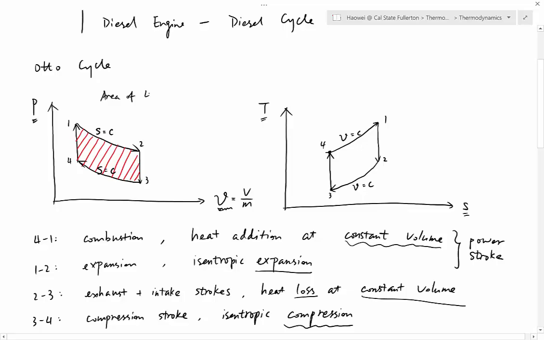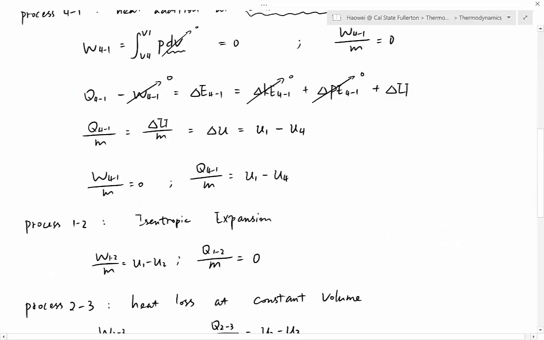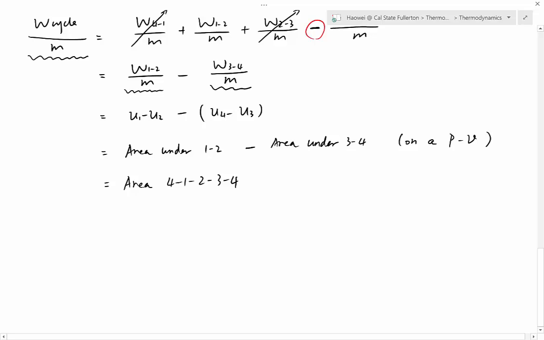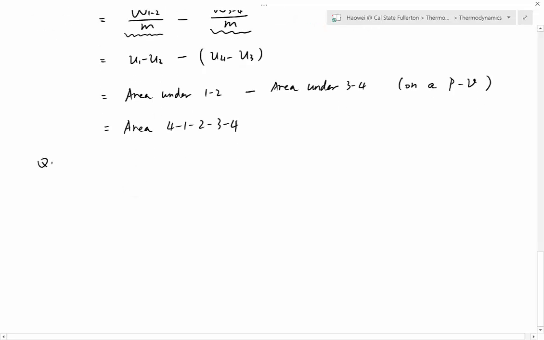Area of the enclosure is actually equal to W cycle per unit mass. We just proved it. Okay, so after W cycle per unit mass, we want to know how much do I have to pay? You have to pay for the heat, which is QH over M. Which step is QH? Gaining heat. Heat addition process. That must be the combustion, which is 4 to 1. And we derived the equation that is U1 minus U4. This is how much you have to pay.